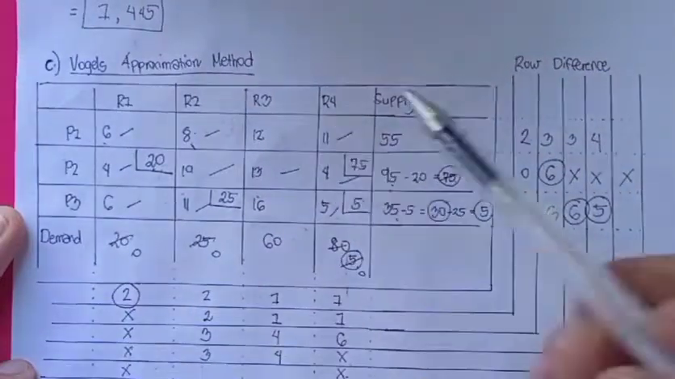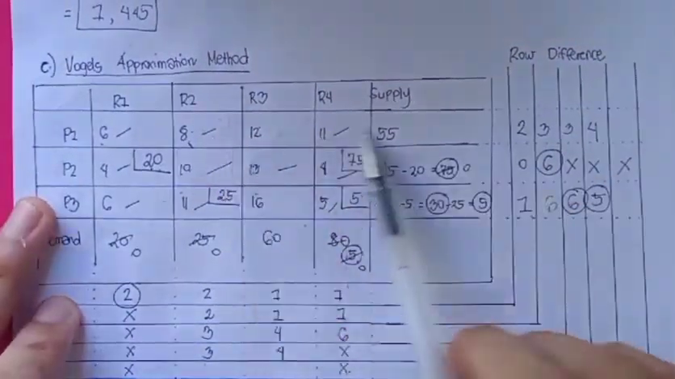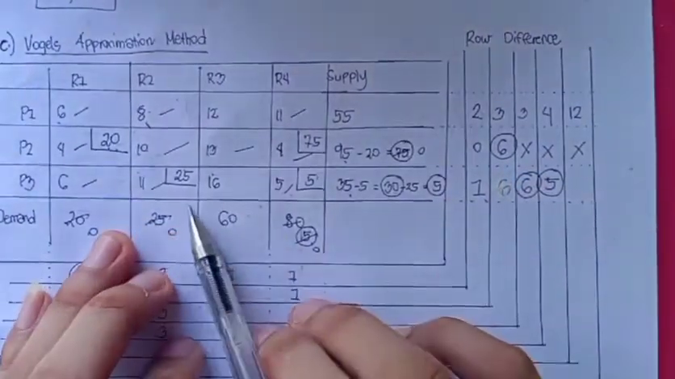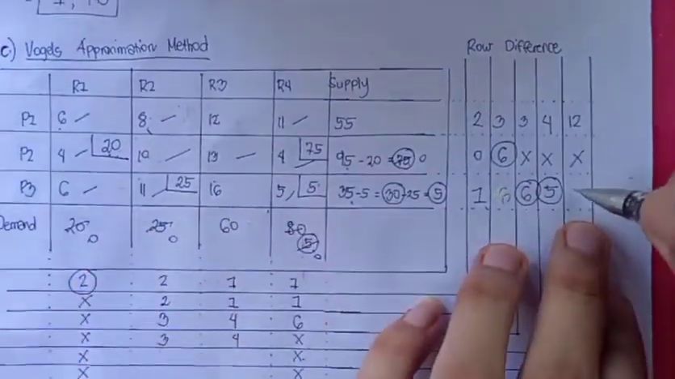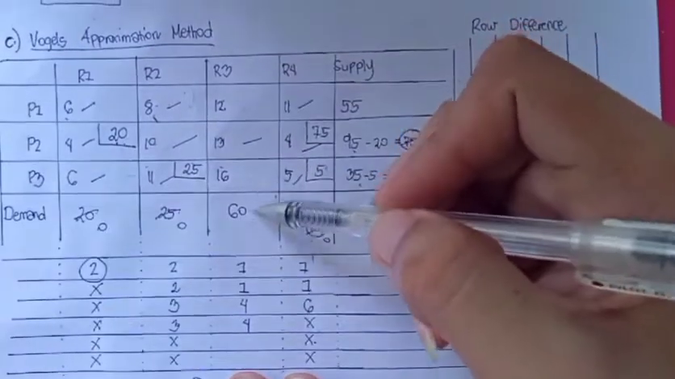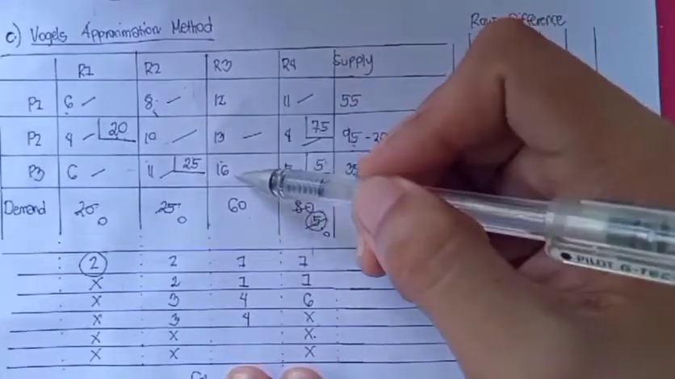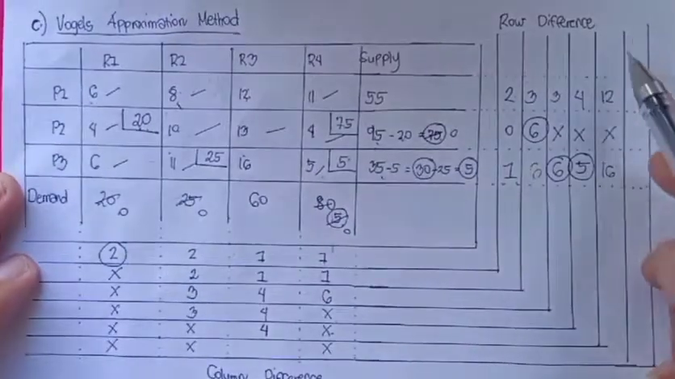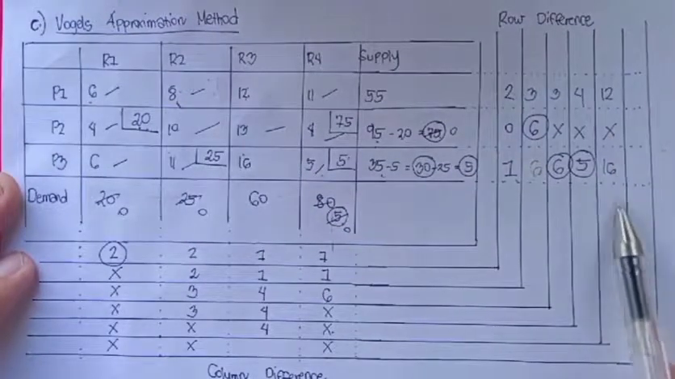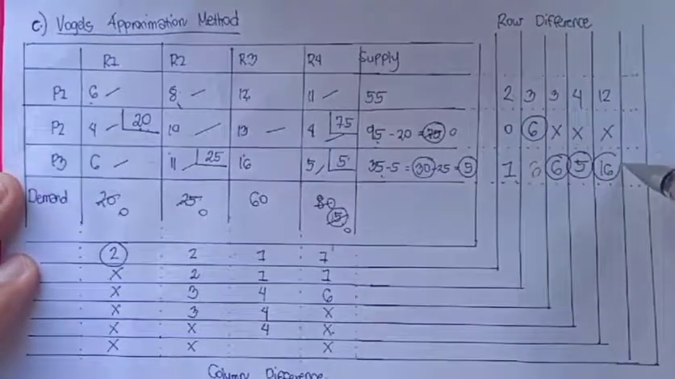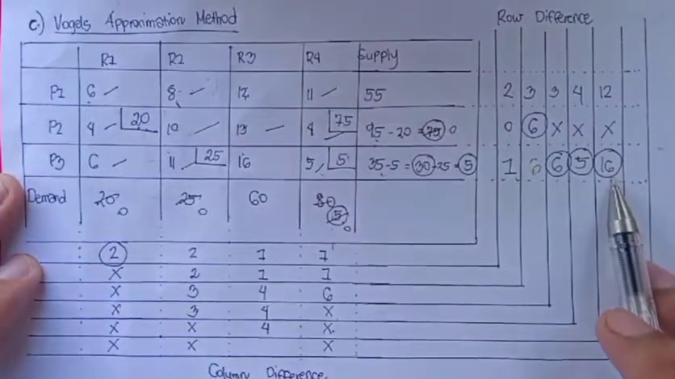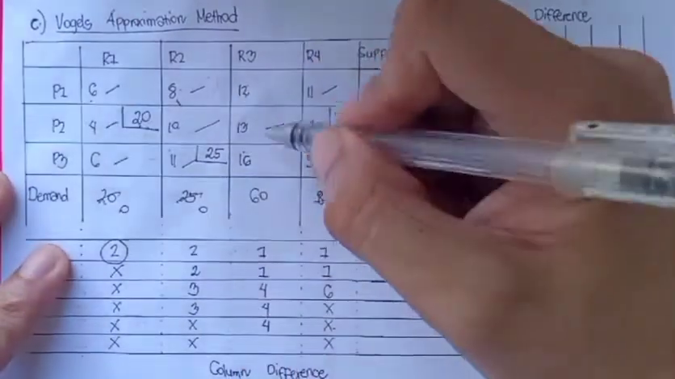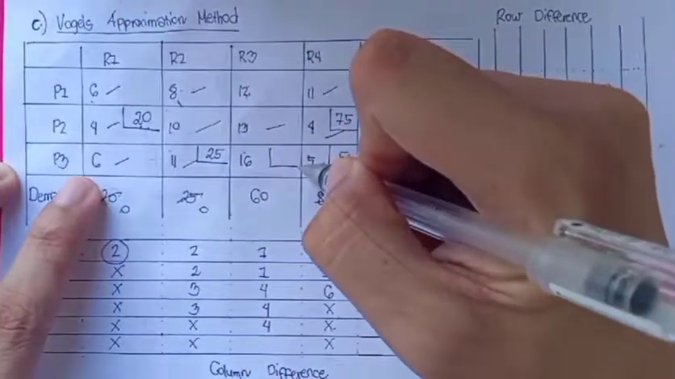We only have 2 cells. So in first row, the row difference is only 12, and in third row, 16. And in third column, we have 16 minus 12 is 4. So the maximum in both column difference and row difference is 16. So we will select the third row. In third row, we only have one cell, 16. So we will select this cell, P3R3.